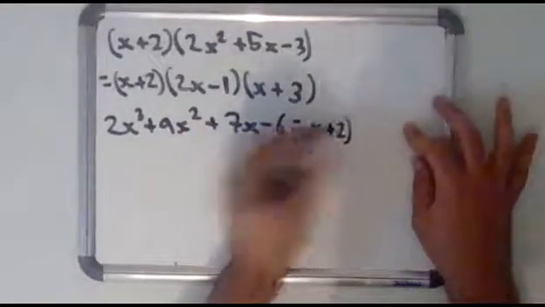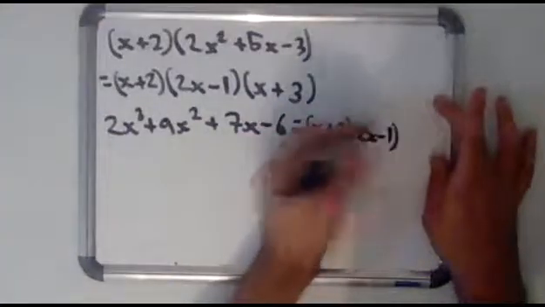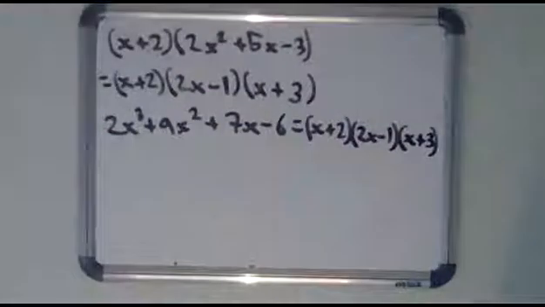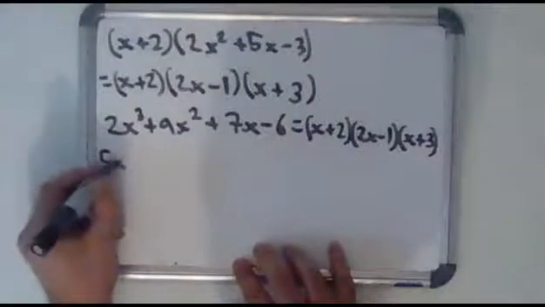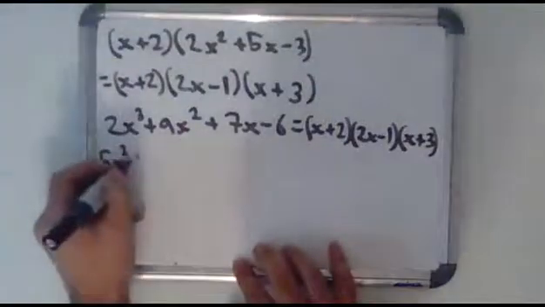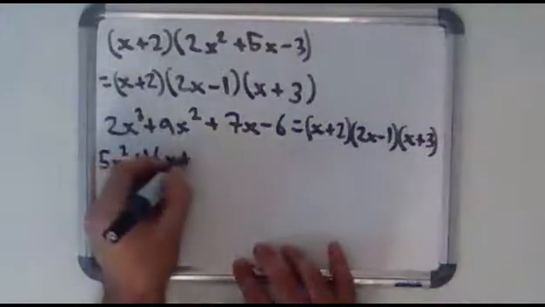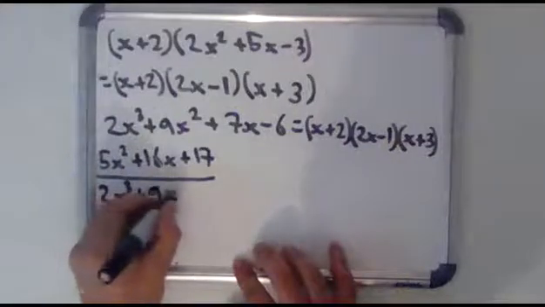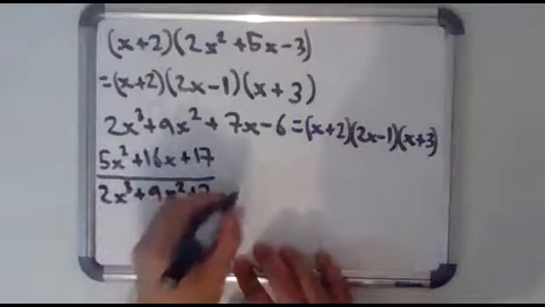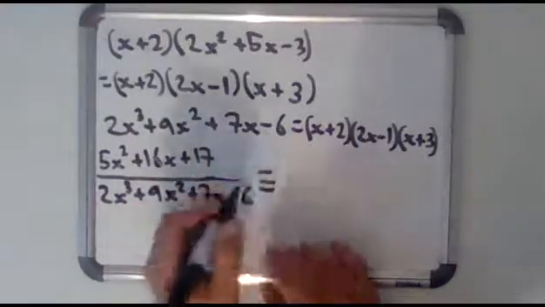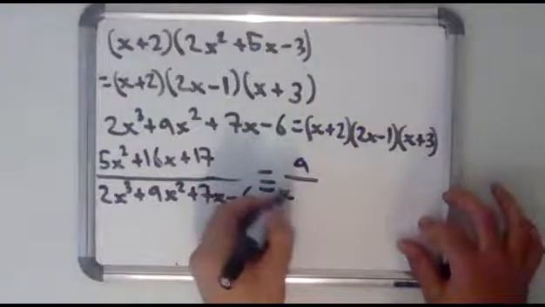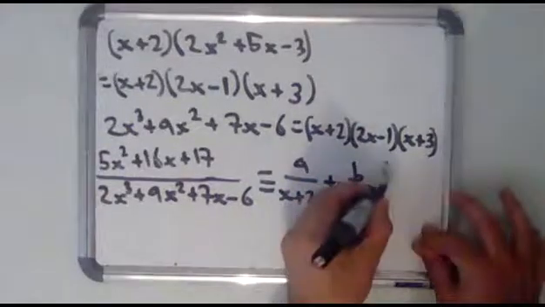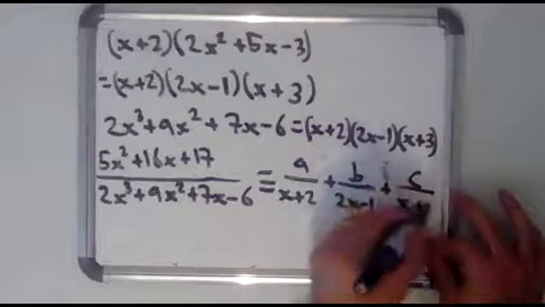So now we know that 2x cubed plus 9x squared plus 7x minus 6 equals x plus 2, 2x minus 1, x plus 3. So now we've got a factorized denominator. We know that 5x squared plus 16x plus 17 over 2x cubed plus 9x squared plus 7x minus 6 must be identical to some a over x plus 2 plus b over 2x minus 1 plus c over x plus 3.